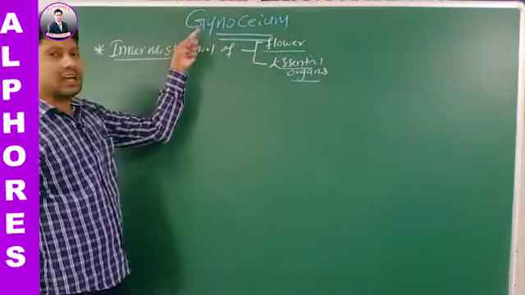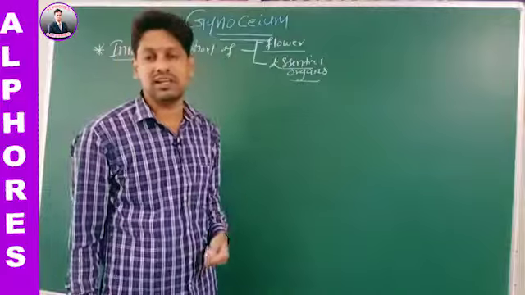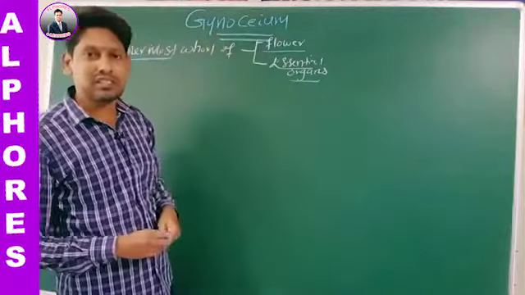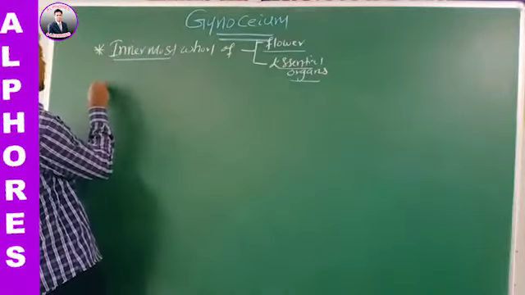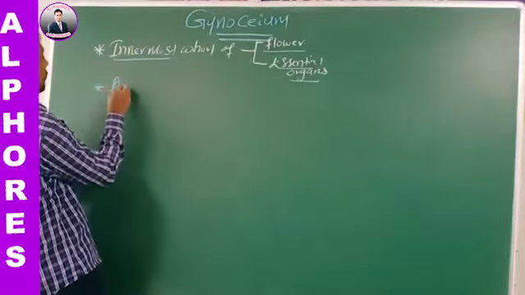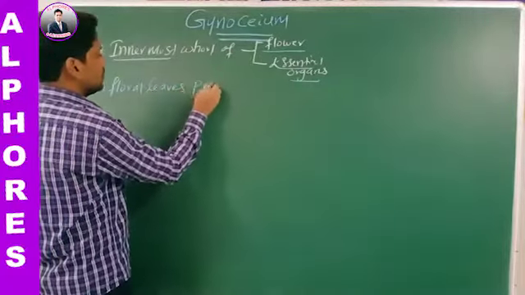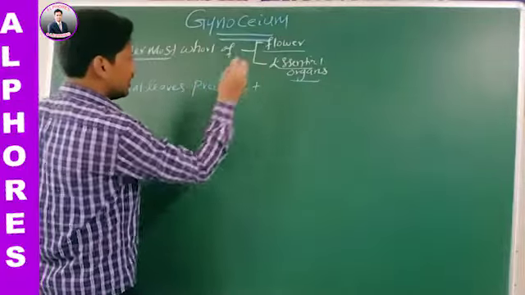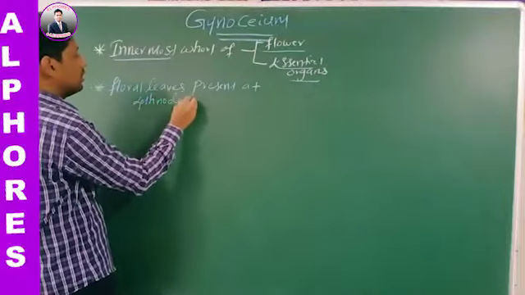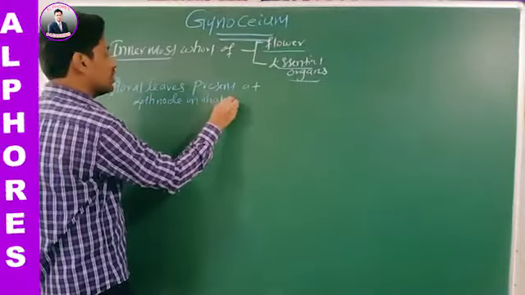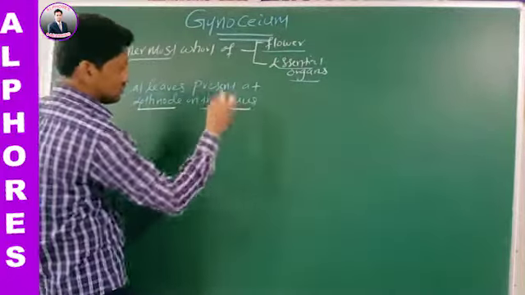Sir, this gynecium is nothing but floral leaves. Yes or no? Modified leaves, floral leaves. Sir, these floral leaves are present at which node, sir? 4th node on thalamus. Therefore, floral leaves are present at the 4th node on thalamus.